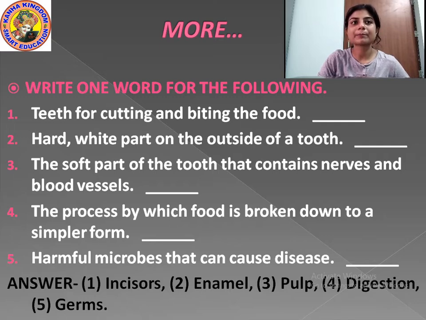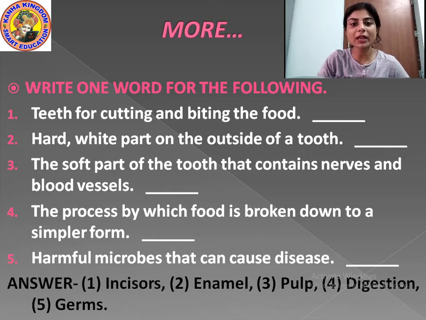Enamel. Number 3, the soft part of the tooth that contains nerves and blood vessels. It is pulp. P-U-L-P. Pulp.